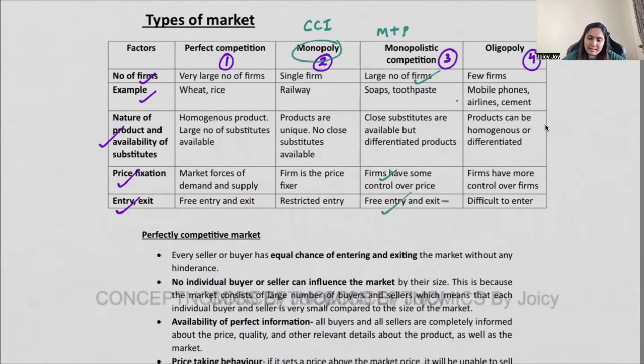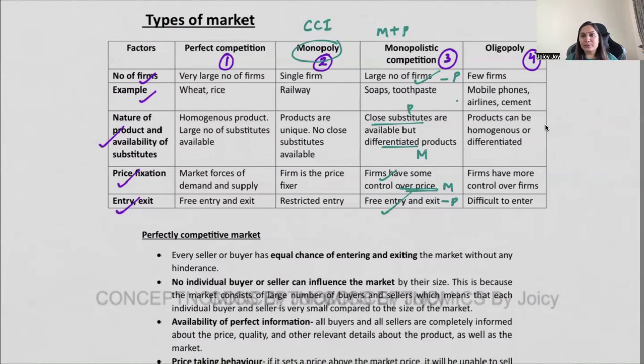See, free entry and exit is a feature of a perfectly competitive market. Large number of firms, a feature of a perfectly competitive market. Then close substitutes, a feature of a perfectly competitive market. But differentiated product, a feature of monopoly. Then control over prices, a feature of monopoly. So it's a combination of perfectly competitive market and monopoly.